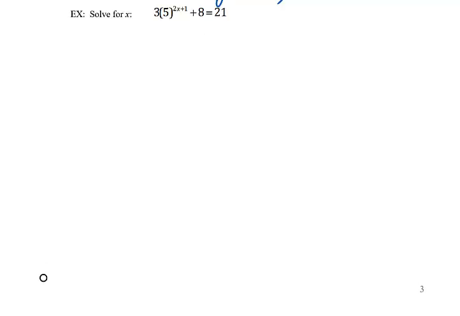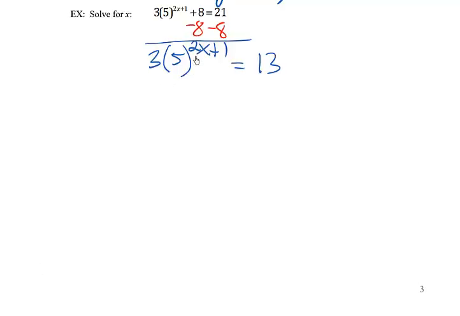This time I have 2 algebra steps I'm going to have to do. I have this minus 8 that I'm going to need to do to both sides. That gives me 3 times 5 to the 2x plus 1 equals 13. I'm still not quite in exponential form because of the times 3. I rid myself of that by dividing both sides by 3. And now I have 5 to the 2x plus 1 equals 13 thirds. I'm just leaving this 13 thirds. It does not make a nice decimal, and I don't want to round in the middle of the problem. Now I'm in exponential form.